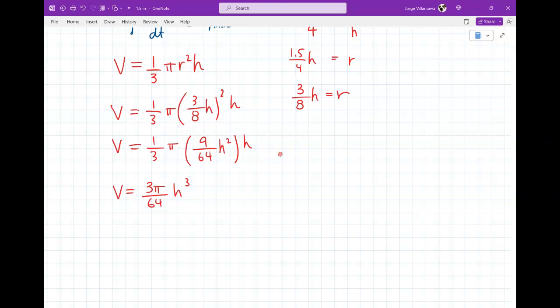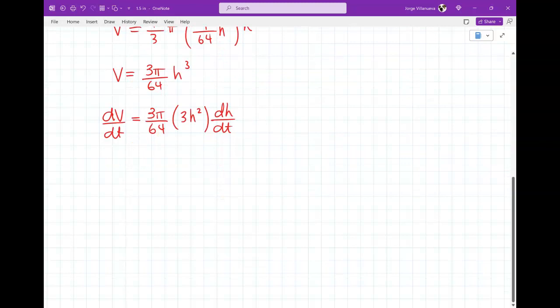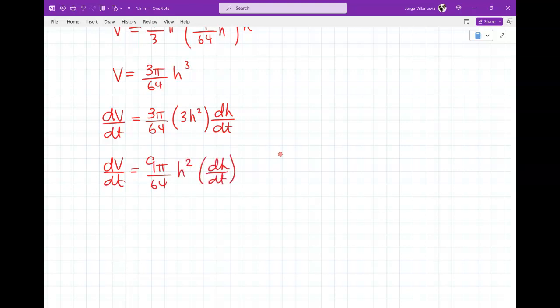Now I only have V and H. That's perfect. I'm going to take my derivative of everything. So dV dt is equal to 3 pi over 64 times 3H squared dH dt. All right, now I've got to solve for dH dt. So let me do a real quick cleanup here. dV dt is equal to 9 pi over 64 H squared dH dt.